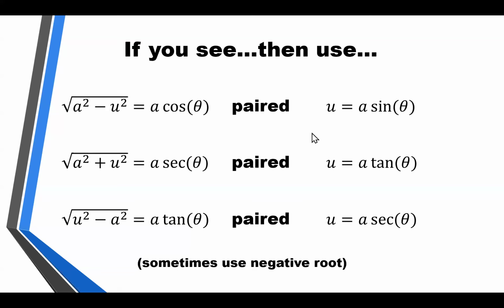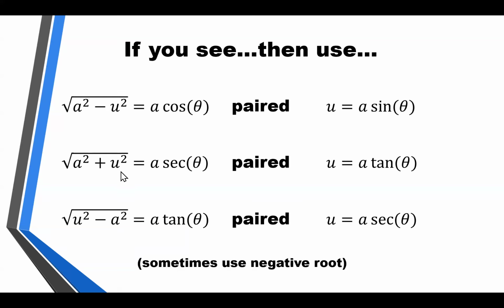So that's what we have, all right? If I have this form of the square root, the form of square root of a squared minus u squared, I let that square root be a times cosine theta. And if I did that, then the u would have also had to have been a times sine theta. You can also think of, if I see this type of square root, then u is a sine theta, and then the square root becomes a times cosine theta.